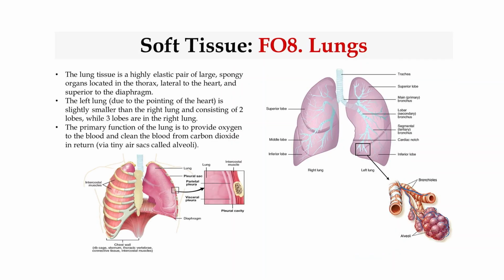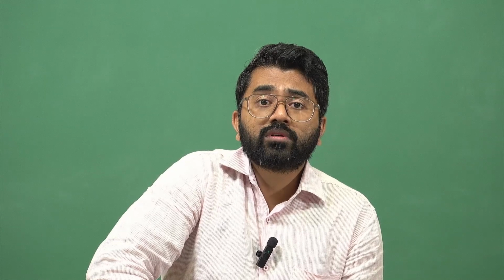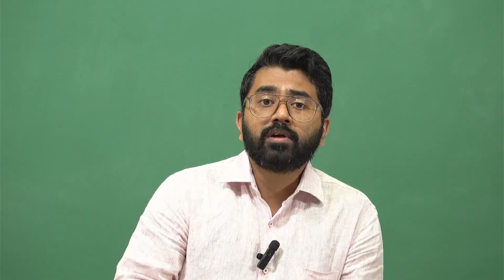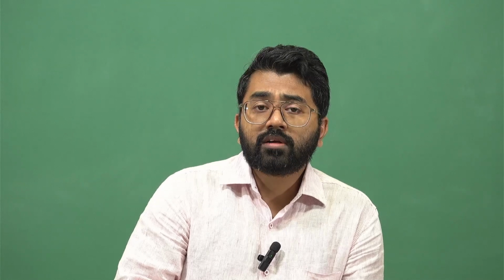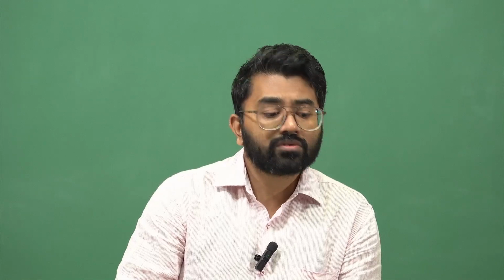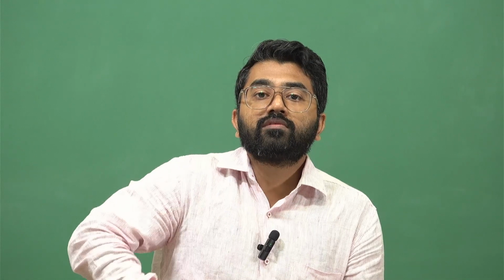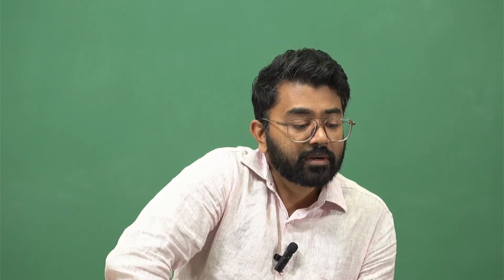Let's go further. The next soft tissue is a very important soft tissue. Again, it's the human lungs, and we have realized the importance of lungs even more during the pandemic, right? We are seeing that breathing can become a difficulty due to several infections and soft tissue changes, right? The lung tissue is a highly elastic pair of large spongy organs located in the thoracic region, lateral to the heart and superior to the diaphragm. The diaphragm is what separates the thoracic region from the digestive system, right?